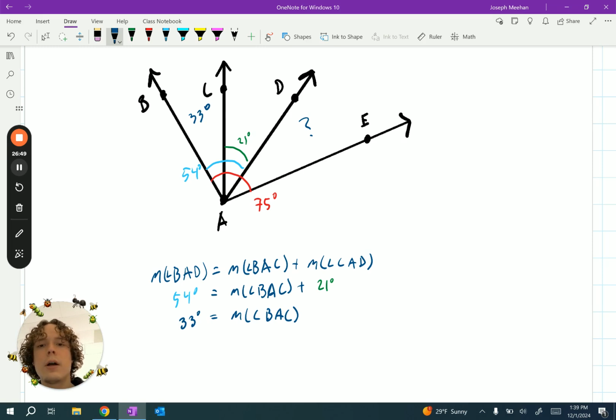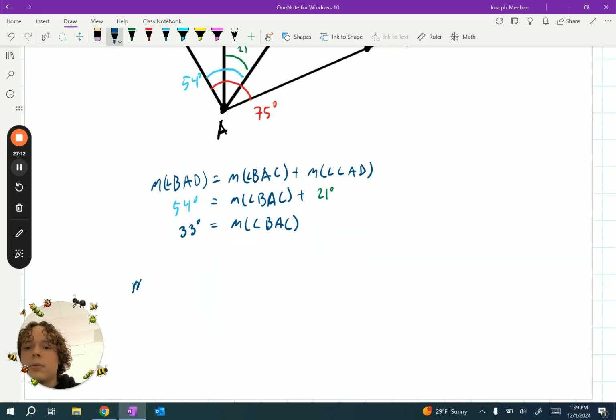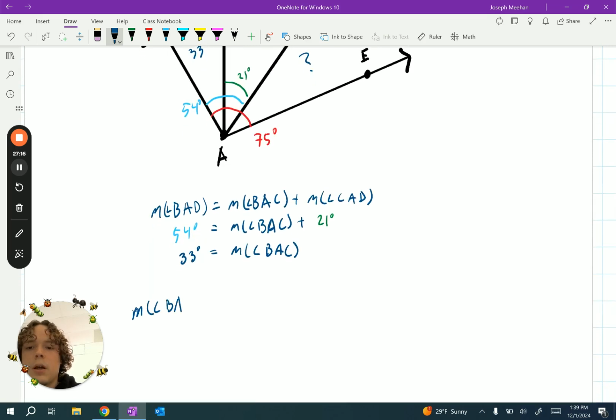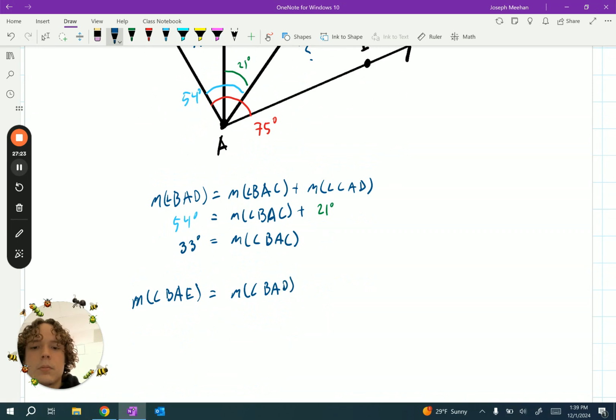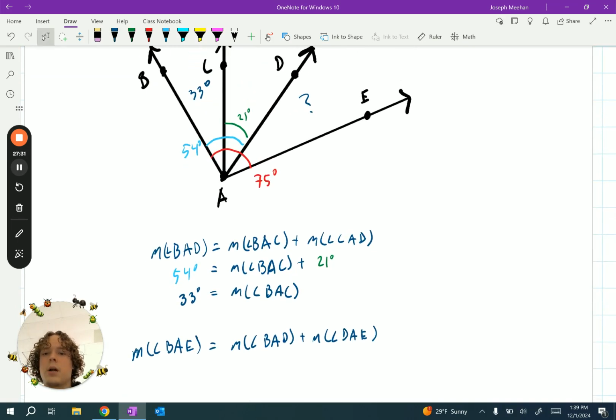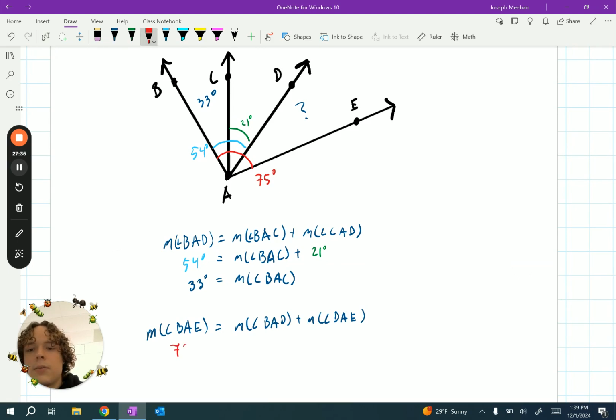All right, so let's see here. It says find DAE. All right, well, how could we do that? Well, I see that the red angle, BAE, is 75 degrees, and the larger angle BAD, the light blue angle, is 54 degrees. So if we did the measure of angle BAE equals the measure of angle BAD, I believe, plus the measure of angle DAE. That should be the equation that we set up, right? So all that's really saying is 75 degrees equals, 75 is what they told us in the problem. That's where I'm getting that.